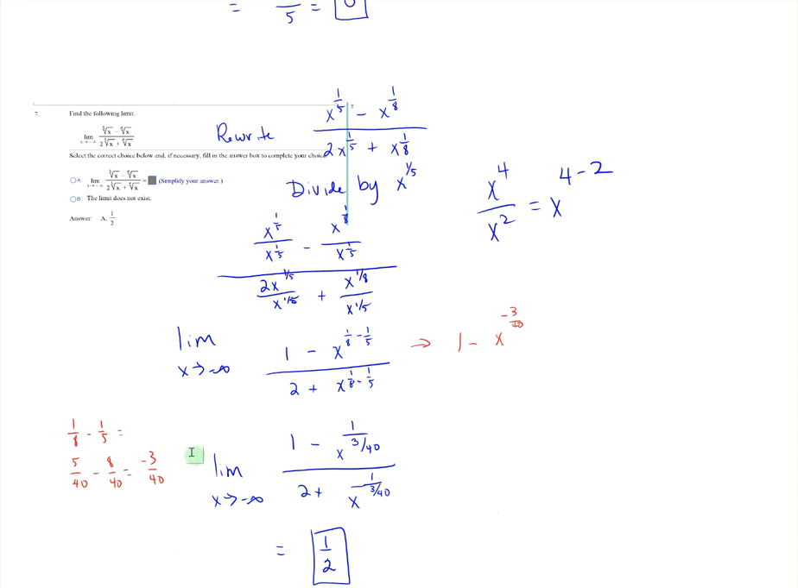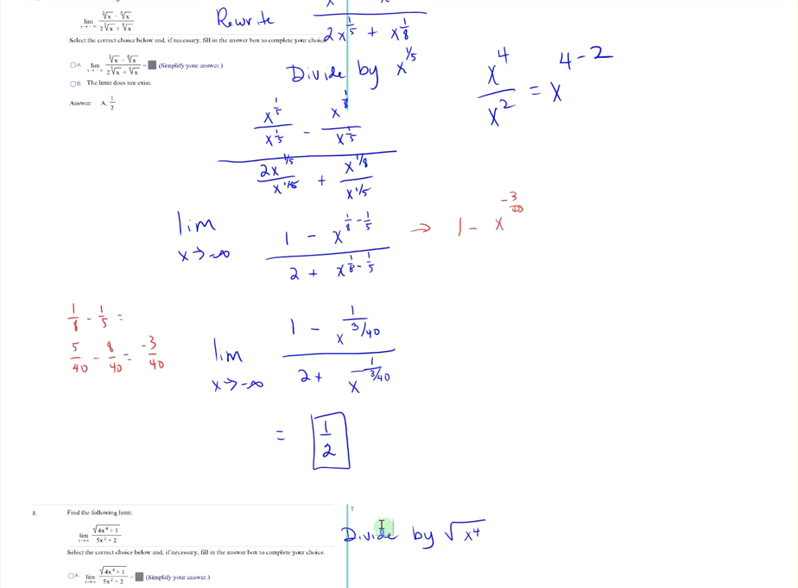So you do get negative 3/40, but that means you're still on top. You're x to the negative 3/40. When I put it back in the form, then that's 1 over x to the 3/40. This is 2 plus 1 over x to the 3/40. Those both go to 0 when you take the limit to infinity or negative infinity. So we have 1/2 as our answer. Okay, so you had some radicals, you had some fractional exponent things going on, but that should be okay.